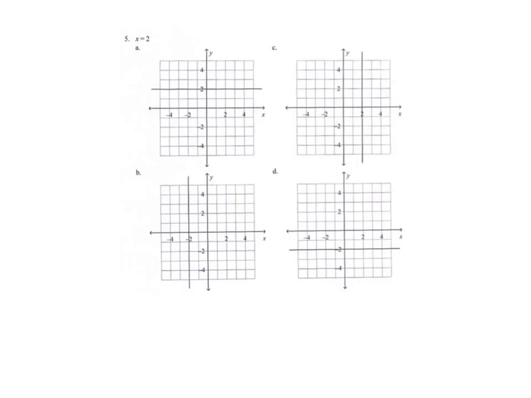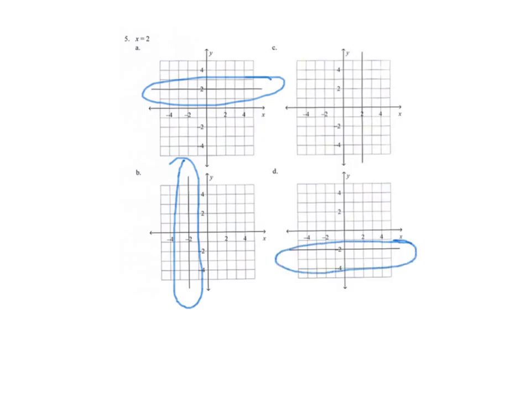For number 5, we want to know which one does this work for. And this is where y is equal to 2. This one, x is equal to negative 2. Here, y is equal to negative 2. Here, x is equal to 2. So the correct answer is C for number 5.